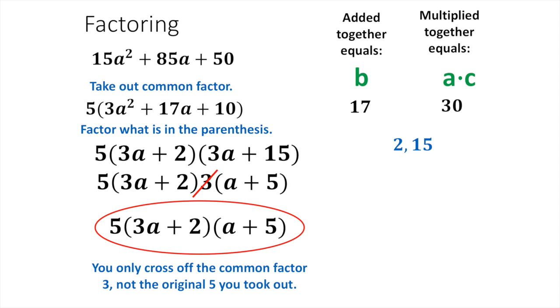The biggest thing you need to realize here is you're going to cross off the one that you take out. The common factor that you take out here, you're going to cross off, not the original 5 that you took out. That original 5 is going to stay there, just this one that you pull out in this step.